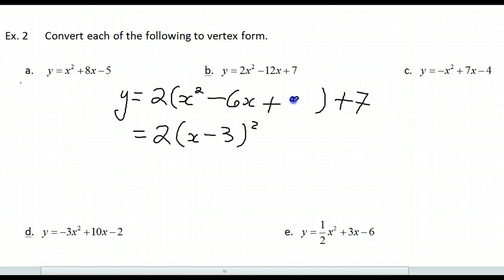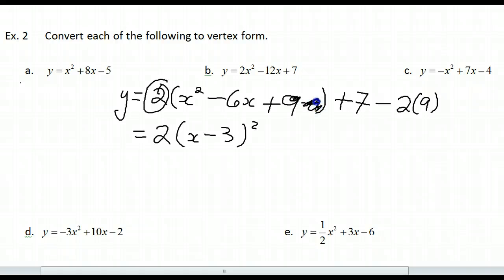Plus, if I can draw 9, plus 9. Now, in here, I really should subtract off the 9. Now, I'm not going to do it in here. What I'm going to do is subtract the 9, but there's this 2 out front. And the 2 out front is going to have to multiply this 9. So out here, I'm going to go minus 2 times 9. And I'm not actually going to draw it in there.